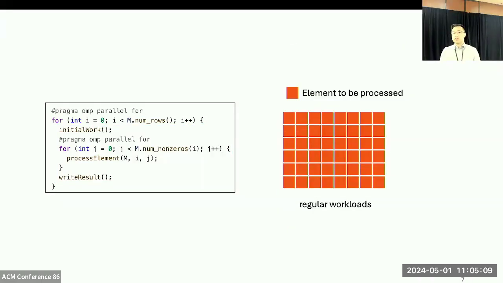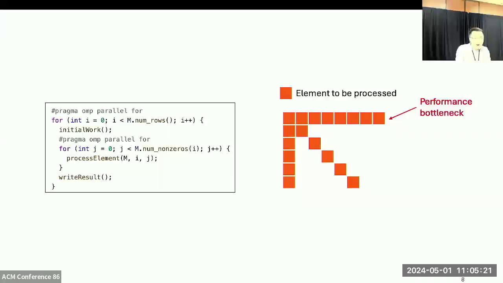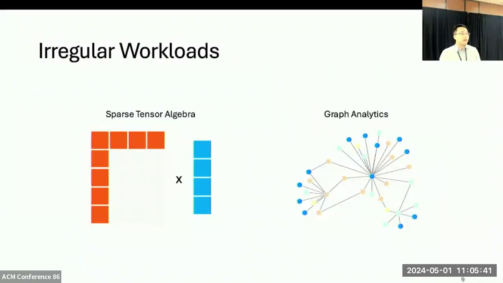For a dense matrix, where we process every row of the matrix, each row has a homogeneous amount of computation, which we refer to as the workload being regular. But the problem, however, is that we have workloads that are irregular, such as a sparse matrix. It turns out that irregular workloads are quite common in nowadays applications.